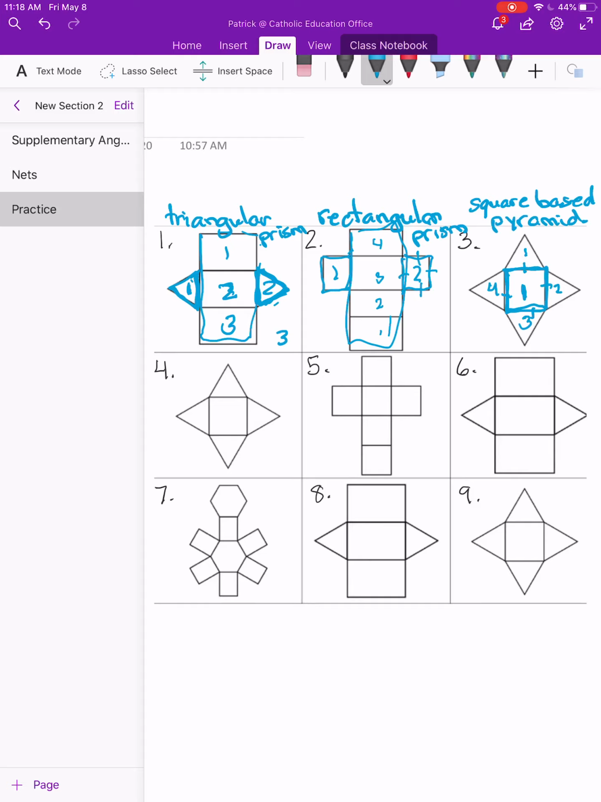All right, let's look at this next one. Number 4. Hey, this looks really similar to number 3. Yeah, pause the video and see how you do on this one.